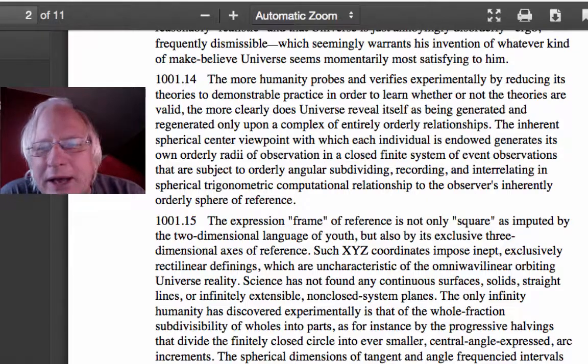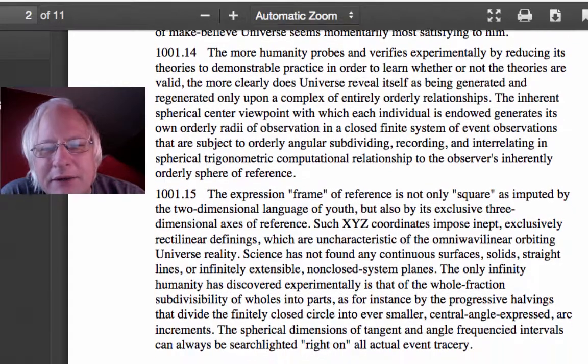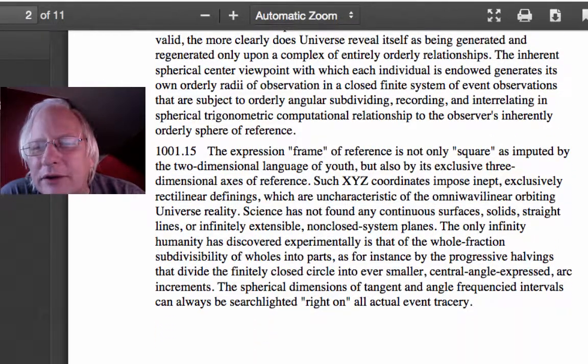And then he's going to compare that, and this is the last paragraph I'm going to read, with the more awkward sort of forcing of everything to conform to rectilinear, which he thinks is a great source of awkwardness in our thinking. The expression frame of reference is not only, quote, square as imputed by the two-dimensional language of youth, but also by its exclusive three-dimensional axes of reference. Such XYZ coordinates impose inept, exclusively rectilinear definings which are uncharacteristic of the omni-wavilinear orbiting universe reality.